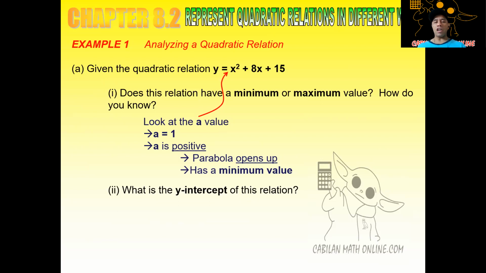Now it says, what is the y-intercept of this relation? So if you take a look at the standard form, remember that the c represents the y-intercept. So if you take a look at this equation, the c value, if you line it up, is going to be the 15. So the y-intercept for this relation is going to be 15. All right. So notice all we've done here is to align the standard form, look at the different parts of it, and you can see how we can gather information simply by looking at the equation.